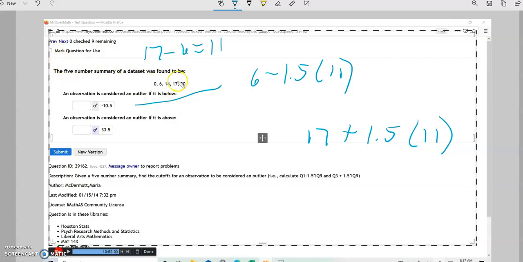For these types of problems, if they just give you a 5-number summary and ask you for outliers, do not plug these in Excel. Use this number for Q1, and use this number for Q3. That's simple. Just for these problems, where they give you 5 numbers and ask you for outliers. Q3 minus Q1, the interquartile range, is 11. I know this negative number doesn't make sense, but if it comes out to be negative, they want you to put it in there. So 6 minus 1.5 times 11 is that, and 17 plus 1.5 times 11 is that.